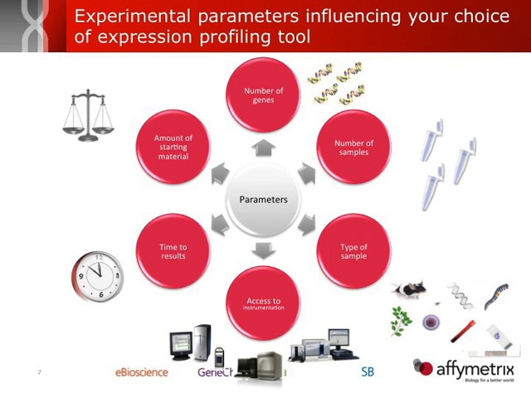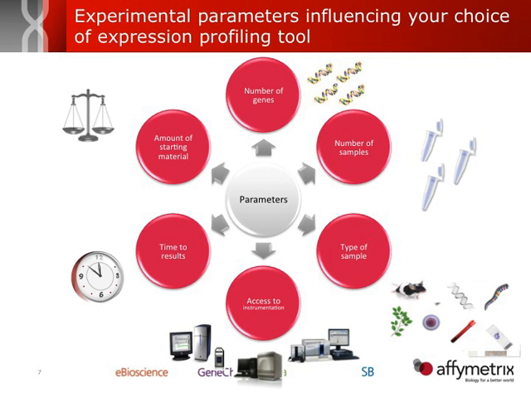So first at the top, we'll start at the top and kind of work our way clockwise around the circle here. So the first one to consider is number of genes. Are you looking at one or two genes in a small single or 2 or 3 plex type of scenario, or are you looking to go across the entire transcriptome?